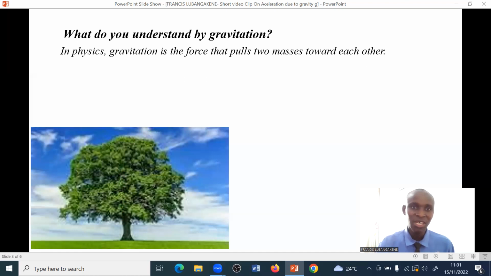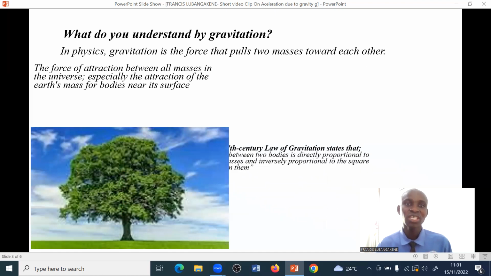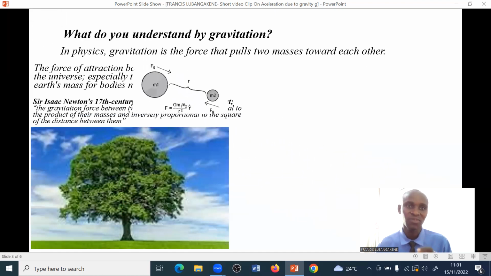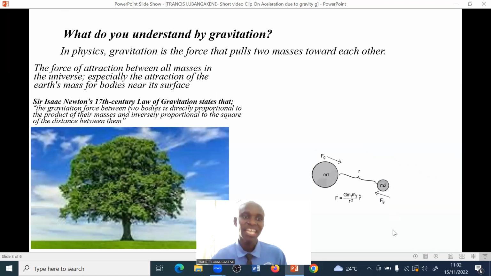The force of attraction between masses in the universe exists between all the masses, like mass 1 and mass 2, as suggested by Sir Isaac Newton in the early 17th century. He formulated a gravitational law that states the gravitational force that exists between two bodies is directly proportional to the product of their masses and inversely proportional to the square of the distance apart.